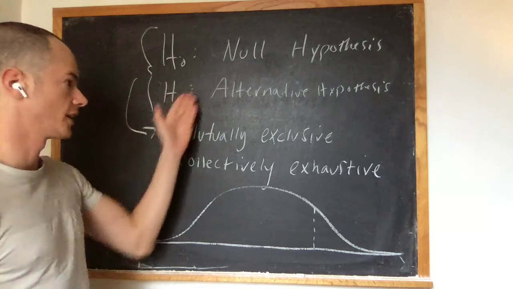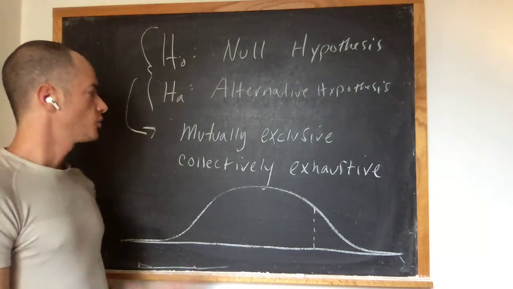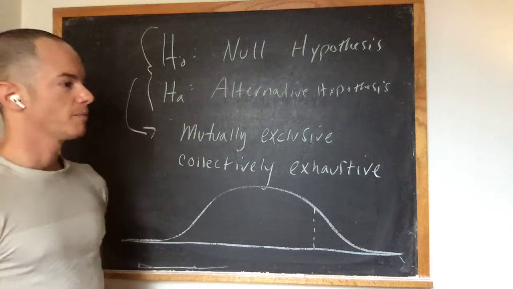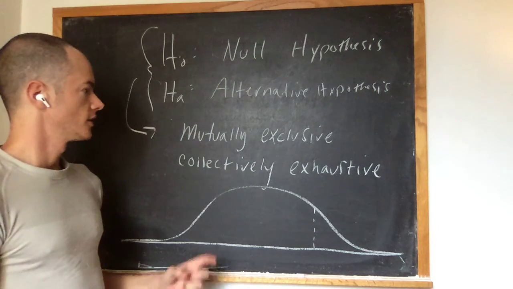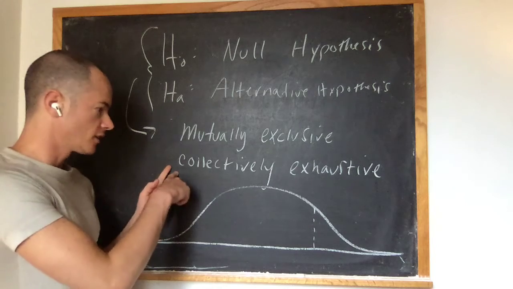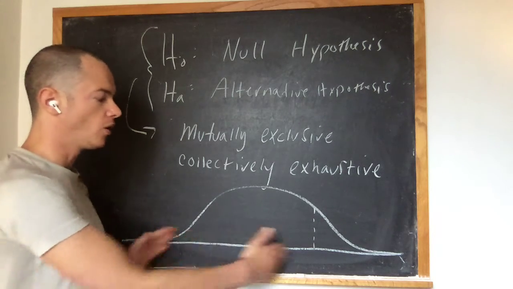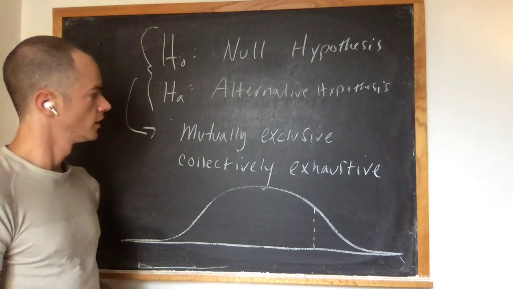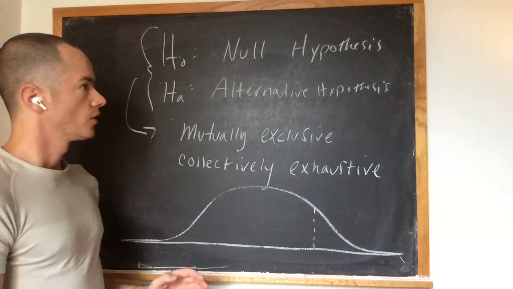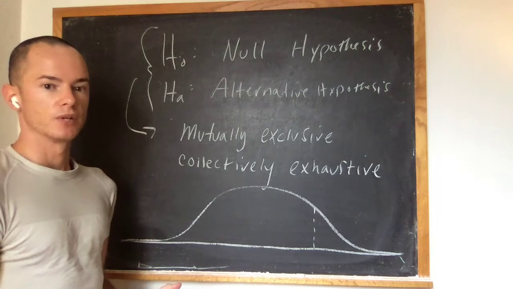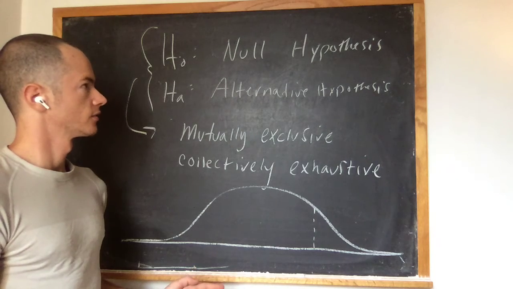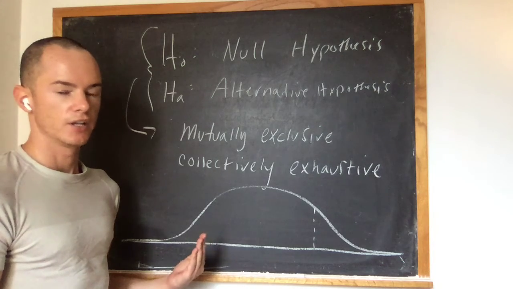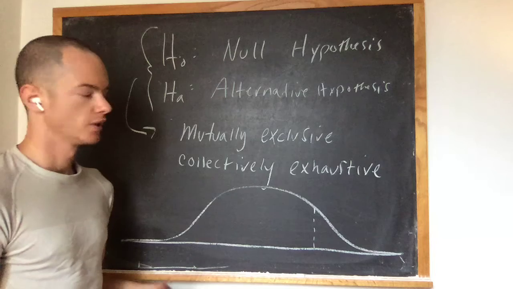We have a null hypothesis and an alternative hypothesis. The two hypotheses are mutually exclusive and collectively exhaustive. That means the two hypotheses together describe all of the possible values that a coefficient can take, so they're collectively exhaustive, and they're mutually exclusive, so there is no overlap between the two hypotheses. So either one or the other is true. They cannot both be true.